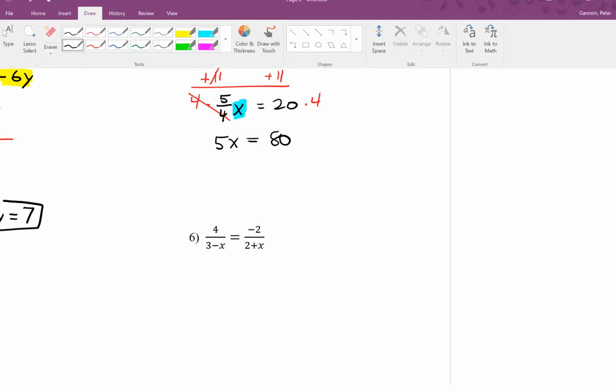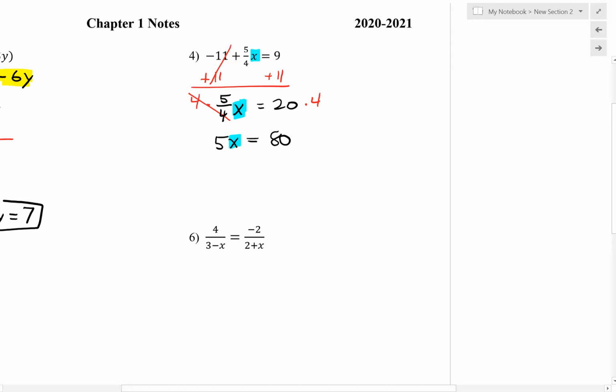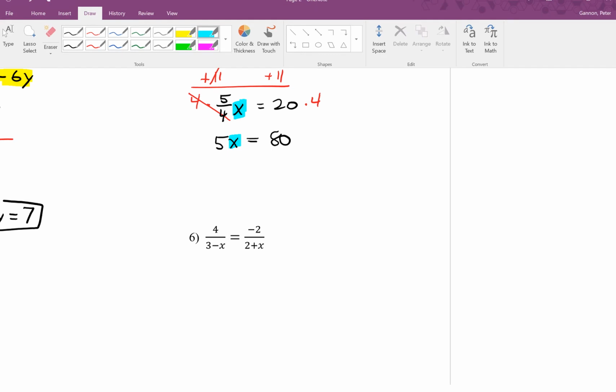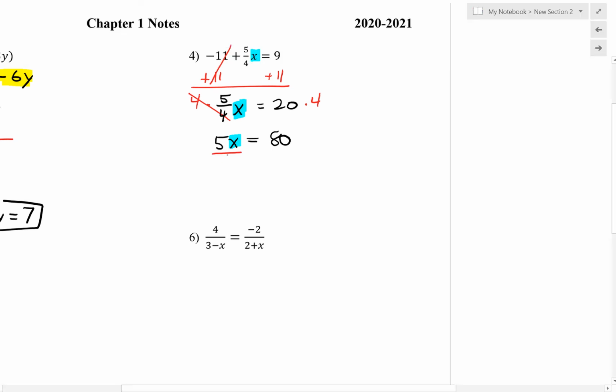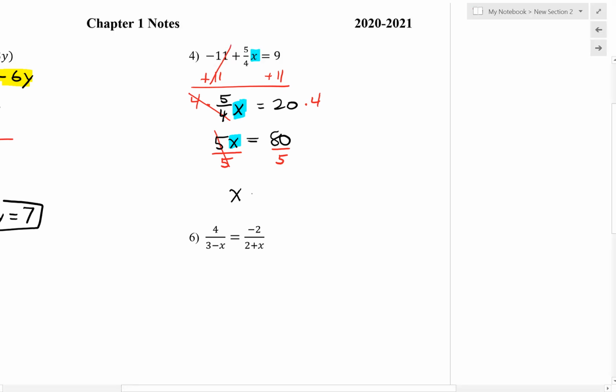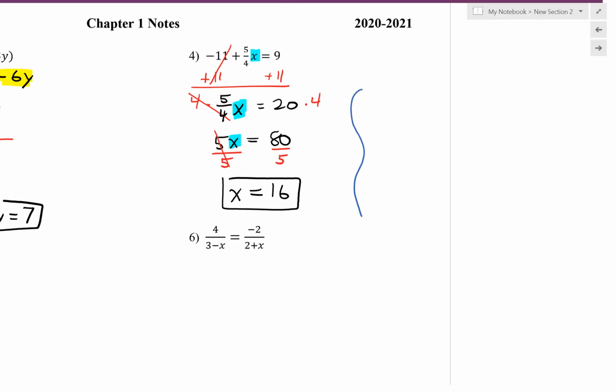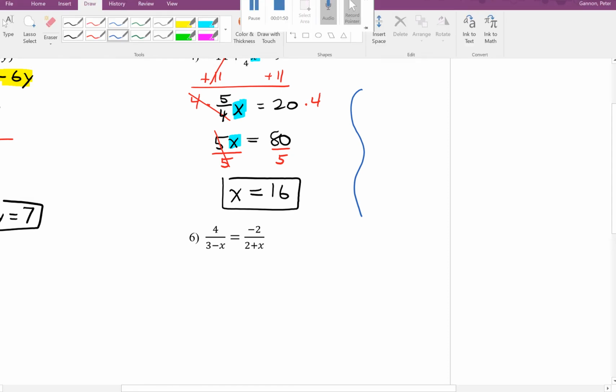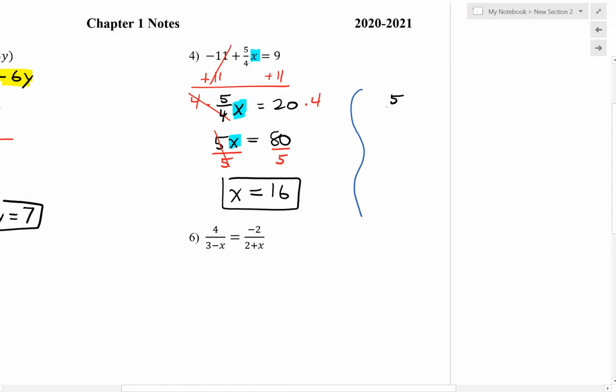And then at that point, we can get rid of the 5 by doing the opposite of multiplying, which is dividing. So we're going to divide both sides of the equation by 5. Those cancel. And we are left with x on the left-hand side equals 80 divided by 5 is 16, and that is the final answer. So that's one approach.